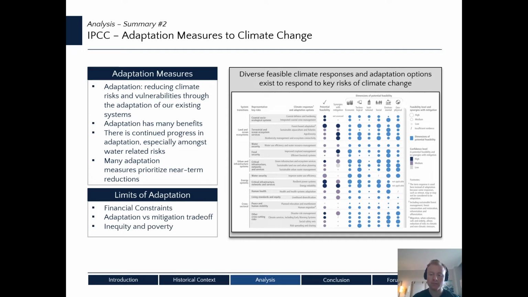But adaptations come with certain limits as well. For example, they have significant financial constraints. They're very expensive. And there's a constant trade-off between adaptation and mitigation because they both cost a lot of money to pursue. And there are very prevalent inequities and poverty at play here as well, because adaptation is most necessary in some of the most vulnerable areas, but those also tend to be some of the poorest as well.